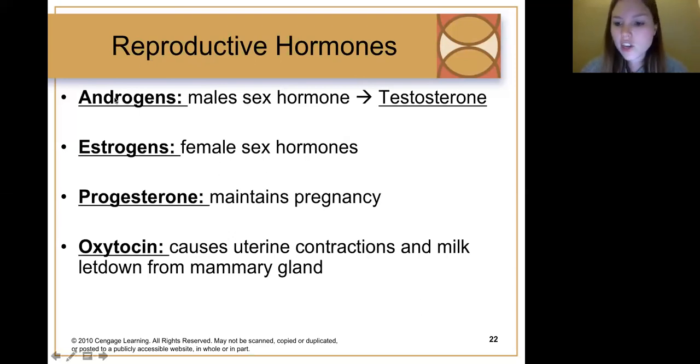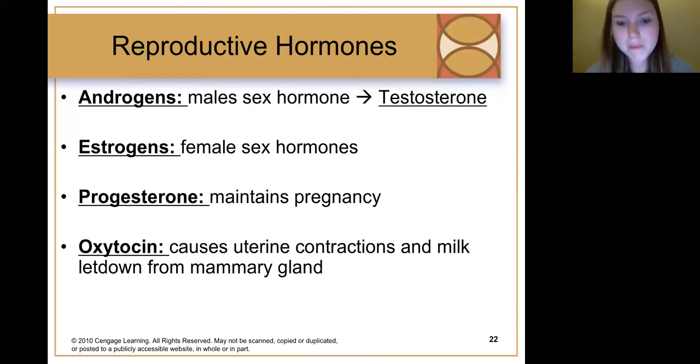Androgens is the term for male sex hormones, and the major one is testosterone. Estrogens are the female sex hormones, so again, estrogen and estradiol, probably terms you've heard before. Progesterone is the hormone that's responsible for maintaining a pregnancy. That's a really important hormone to know, because without progesterone, you may have early termination of a fetus. And oxytocin causes the uterine contractions to start, and it also signals milk letdown from the mammary gland.